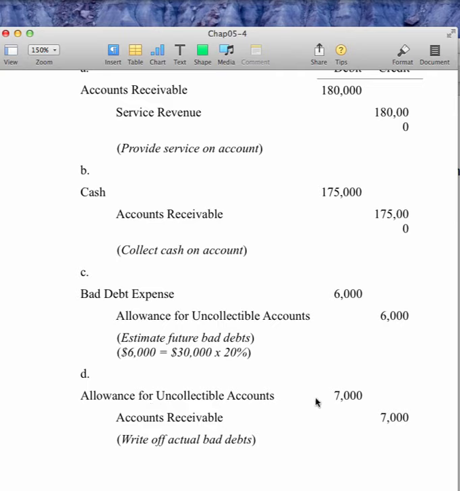By debiting $7,000, that means the company estimated the uncollectible would be $6,000, but in reality, the actual write-off for the coming year was $7,000. That means it went over by $1,000. So that will give the allowance account a debit balance of $1,000. In other words, the company underestimated the bad debt expense.